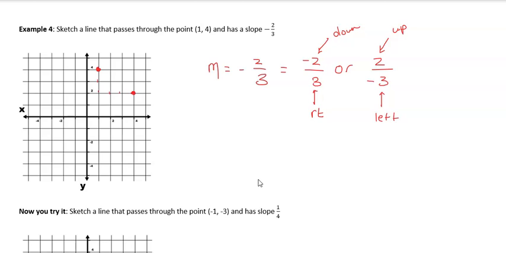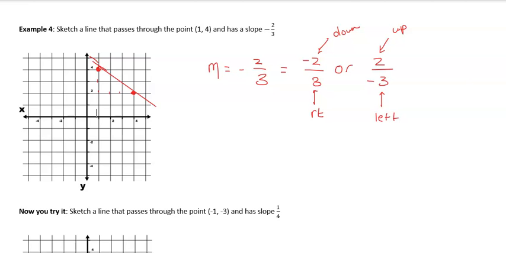Okay, so that would be the line passing through those 2 points. It has a slope of negative 2/3. The negatives are hard for people. Don't make them both negative, because then it's a positive slope. All right, so now you get a chance to try it.